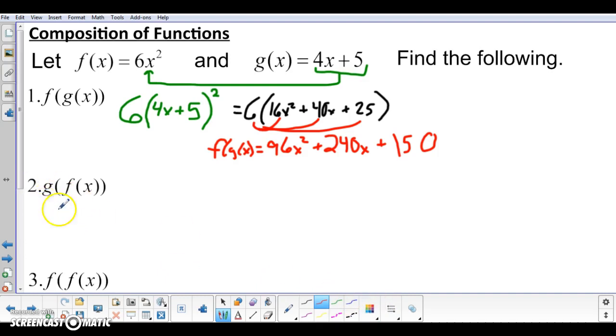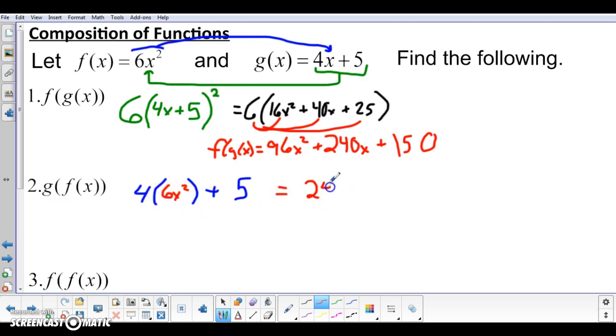Let's try another one. Now this one, we're going to go the other direction. We're going to find the g of f of x. So that means that f is going to be the input into function g. So I start by writing out g, but leaving space where x was. So 4 times something plus 5. Well, that something happens to be the other function, which is 6x squared. So I plug in 6x squared where x had been in the initial function. Simplify if possible. Well, 4 times 6x squared is 24x squared. And then I got plus 5 at the end. So that would be the g of f of x.